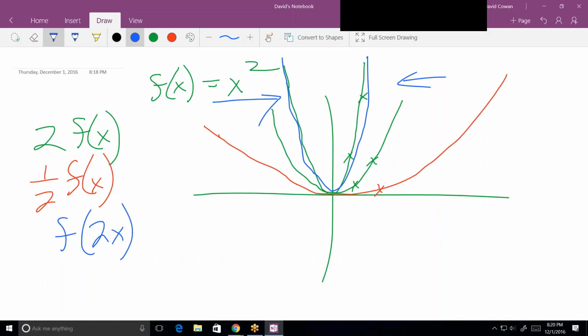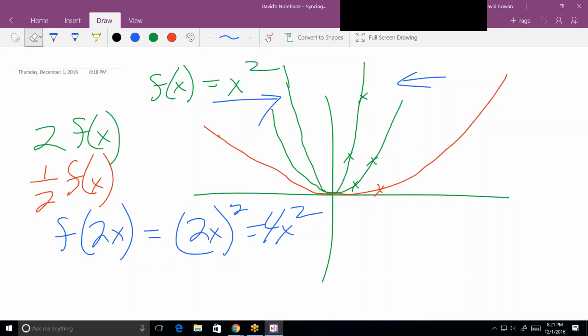Gotcha. Okay. So is that the same equation as 2f of x? Not quite. Notice the 2f of x is 2x squared, whereas f of 2x is actually 2x quantity squared, which ends up being 4x squared. So the horizontal shrink was actually twice as much as the vertical stretch. I didn't really draw it correctly. Let me go back and draw this better. It's really twice as skinny as the vertical stretch was. In other words, the horizontal shrink caused the graph to be twice as skinny as the vertical stretch by the same factors.